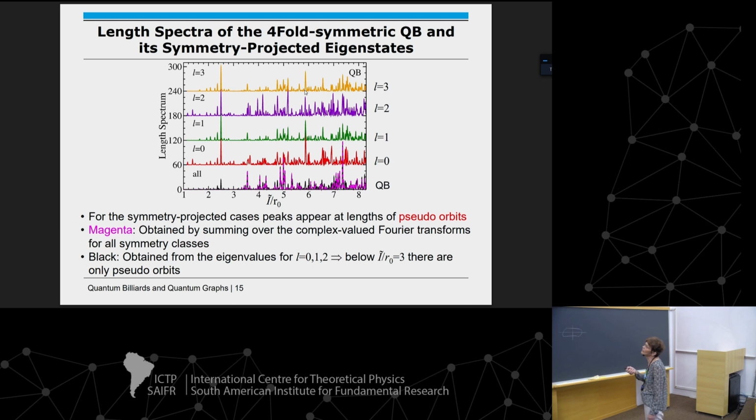And this you can also see here, because here I just skip one symmetry class, then you don't have complete destruction of these orbits, but you only have it when you use the complex valued length spectra. So this is just to illustrate, give one example. I will show more length spectra on Friday when I come to non-relativistic and relativistic billiards, but this is what I wanted to show here for this case.